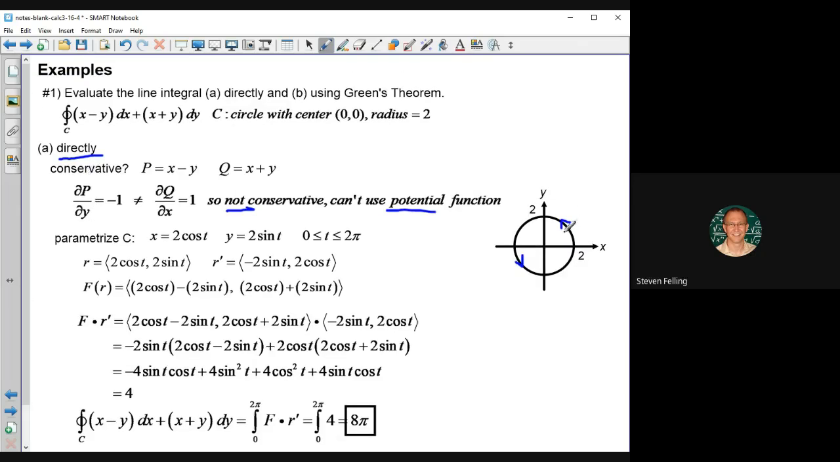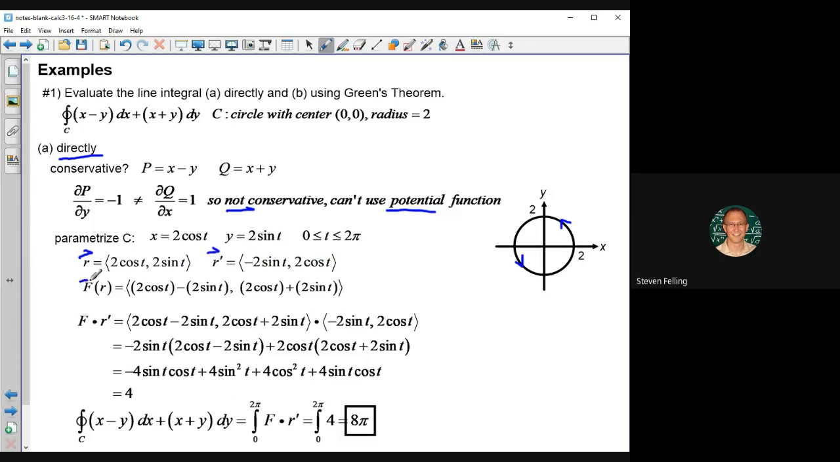Our standard parameterization for a circle is that x is the radius times cosine t, where t is the angle. So x is 2 cosine t, y is 2 sine t, where we have t go from 0 to 2 pi counterclockwise around this path. Okay, and that means our position vector here is 2 cosine t, 2 sine t. So the tangent vector is the derivative of that. The derivative of cosine is negative sine, the derivative of sine is cosine.